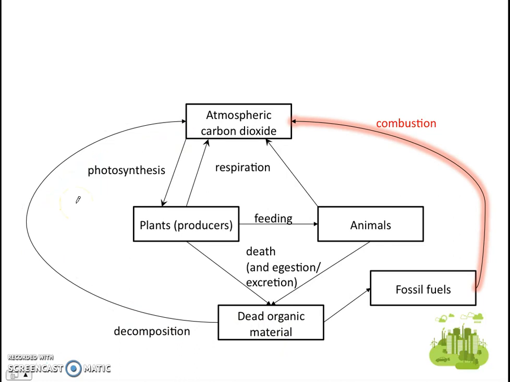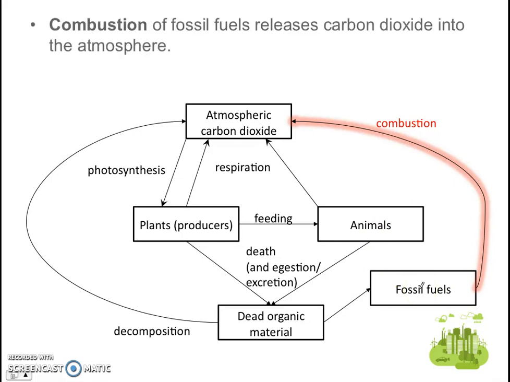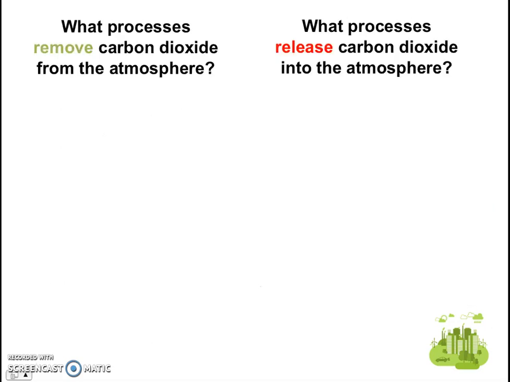And finally, the carbon which is trapped or stored in fossil fuels can be released back into the atmosphere through the process of combustion. Right, so combustion, the burning of fossil fuels, releases carbon dioxide back into the atmosphere as well. Okay, so as a summary, I would like you to pause the video and to recap and think about which are the processes that remove carbon dioxide from the atmosphere and which are those that release carbon dioxide back into the atmosphere. So pause and start again once you've thought about it.